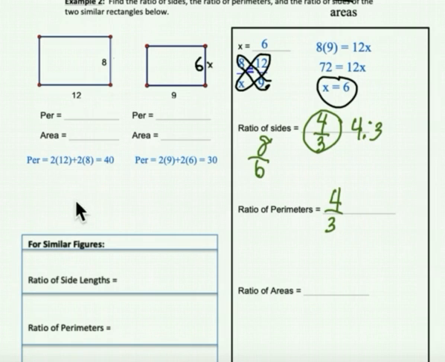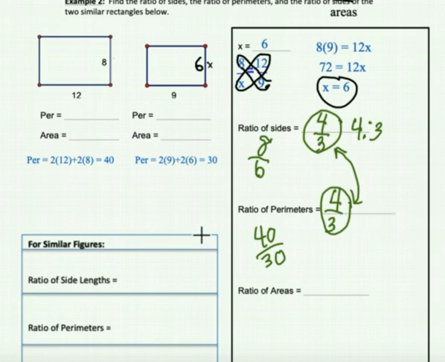Okay, just to verify that the perimeters of the rectangles are in a 4:3 ratio, we can calculate the perimeter of this rectangle. That'll be 2 times 12 plus 2 times 8, and that will give me a perimeter of 40. And the perimeter of this rectangle will be 9 plus 6 plus another 9 plus 6, so 2 sets of 9 plus 2 sets of 6, which is 30. And so the ratio of the perimeters then would be a 40/30 ratio. And 40/30 definitely reduces to 4/3. So the ratio of the perimeters is indeed the same thing as the ratio of the sides.